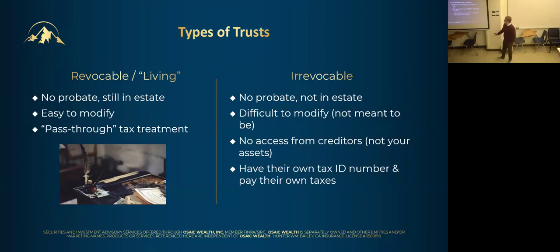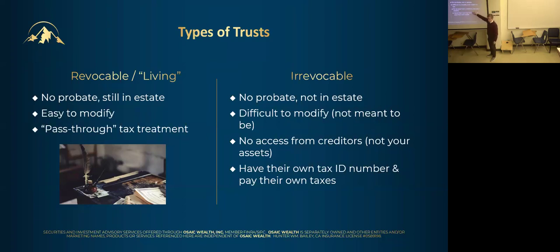Now, an irrevocable trust skips probate and it's also outside of your estate. So it moves out of your ownership. It's actually not within your hands anymore. That's the point of having an irrevocable trust, it's arm's length assets. You want to not have it within your control. And that means it's difficult or almost impossible to modify because you don't want it to be. You don't want to show that you have control over these assets because that's what keeps them outside of your estate and keeps them outside of the access of your creditors, because it's not your money anymore.